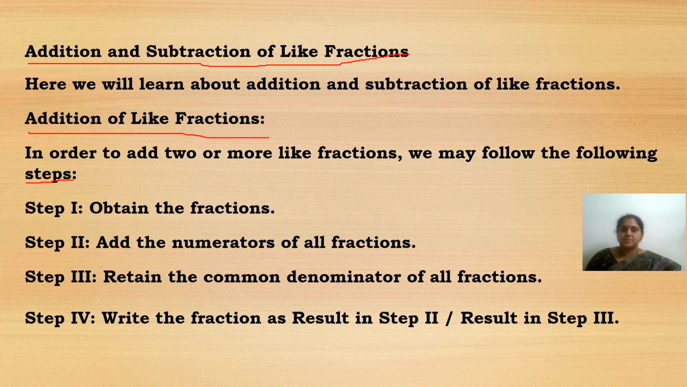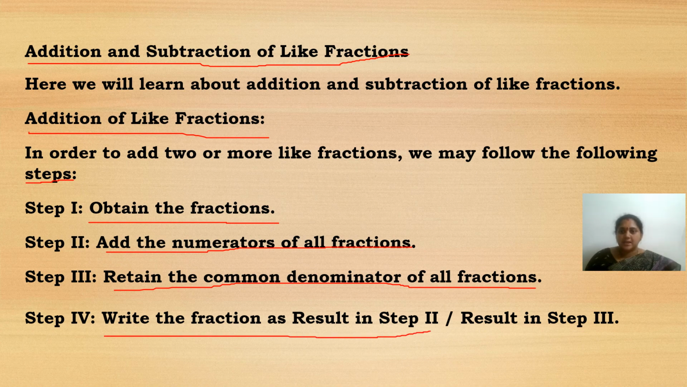First step, obtain the fractions. Second step, add the numerators of all fractions. Third step, retain the common denominator of all fractions. Fourth step, write the fraction as the result in step 2 over the result in step 3. So our steps are: obtain the fractions, add the numerators of all fractions, retain the common denominator, and write the result of step 2 over the result of step 3.